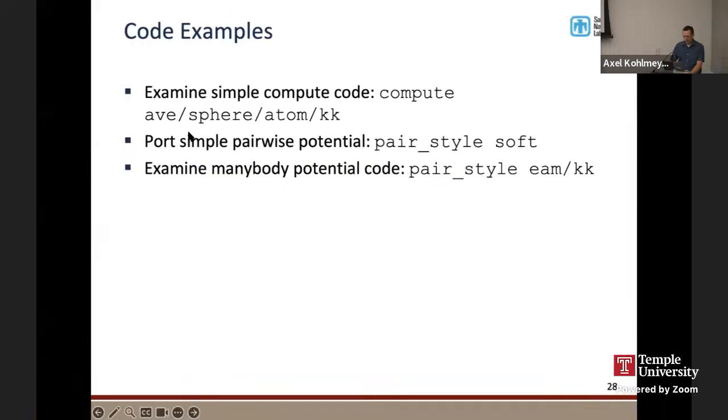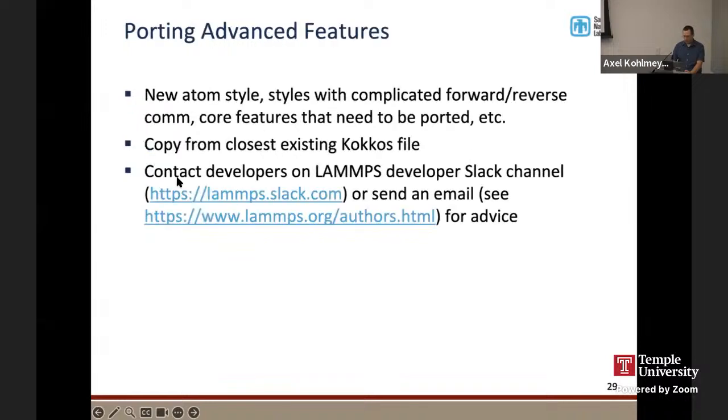All right. So we've gone through all the code examples. If you're trying to port super advanced features, like a new atom style, or styles with really complicated forward communication, or core features that aren't ported yet, my advice would be to copy the closest existing Kokkos file and talk to me on Slack or send an email. We have a LAMMPS developer Slack channel, or our emails are listed here, or you may already have them from the workshop.